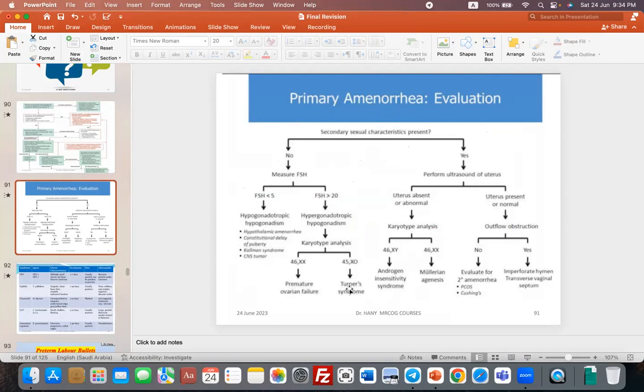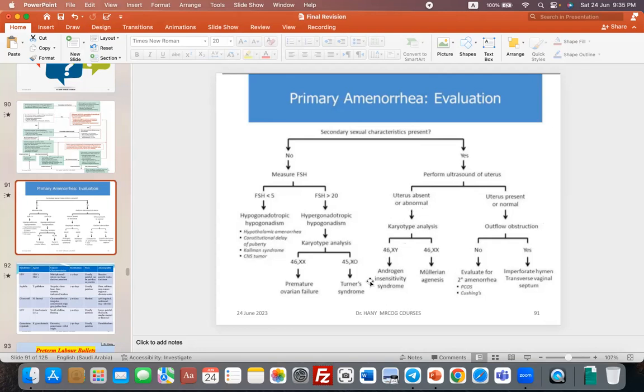terminal. There is secondary sexual character. Ultrasound: uterus present or absent. Uterus present, either secondary amenorrhea or cryptomenorrhea. Secondary amenorrhea like PCO or Cushing, cryptomenorrhea like imperforate hymen or imperforate septum. Uterus absent, karyotyping, male or female.